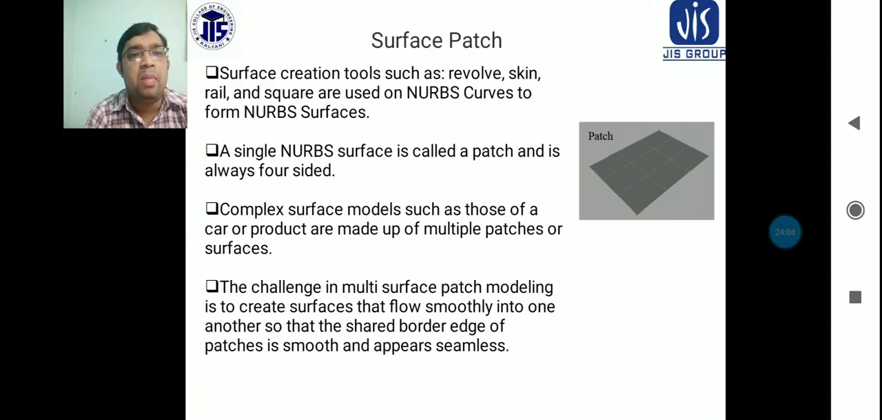The challenge in multi-surface patch modeling is to create surfaces that flow smoothly into one another, so that the shared border edge of patches is smooth and appears seamless. We can see here that the four parts also are considered square shapes, and again this is considered seamless.